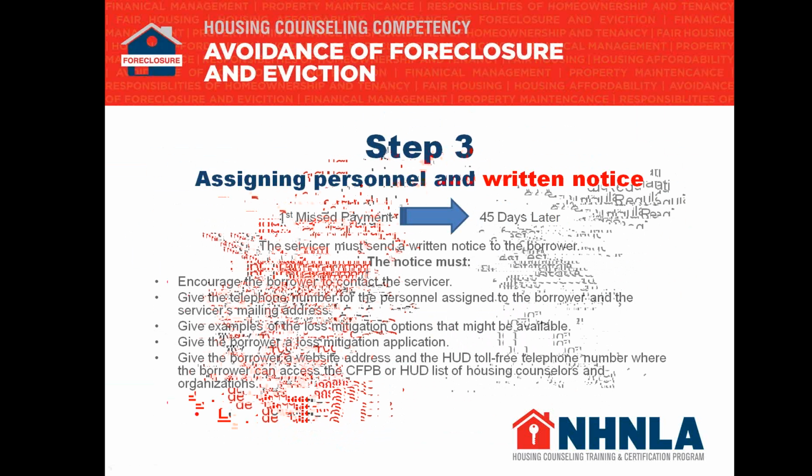So after the first missed payment, this assigning of personnel and written notice has to be done within 45 days. And the notice must include, encourage the borrower to contact the servicer. So that they're doing. And this section is at the bottom of page 4. Give the telephone number for the personnel assigned to the borrower and the servicer's mailing address. Wish they did emails. Give examples of the loss mitigation options that might be available.